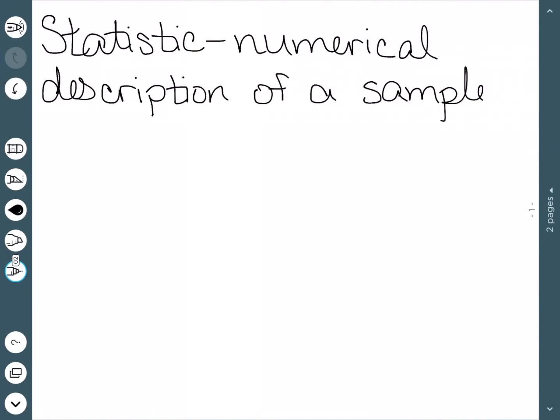To talk about sampling distributions, and first we'll do a little bit of some review. First, a statistic is a numerical description of a sample. Some examples: for mean we have x bar, variance is s squared, s is standard deviation, and p hat represents a proportion of a sample, a probability of some sample.